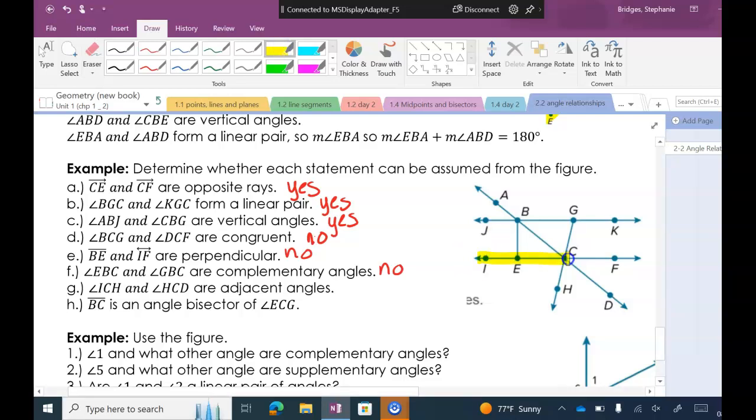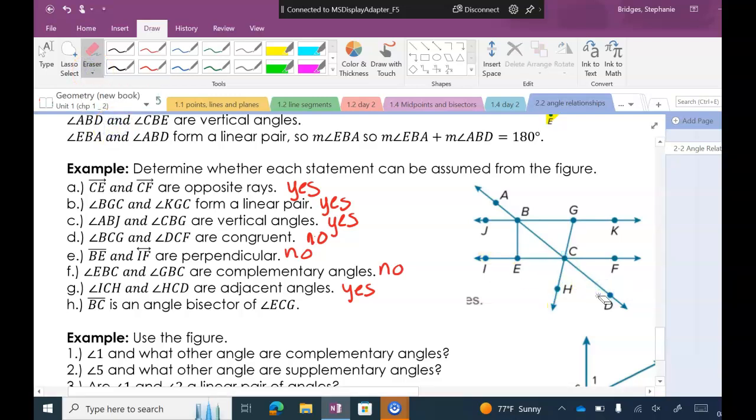ICH is this line right here. HCD is this here. Are those adjacent angles? Yes, they share a side. They are next to each other. They do not have to be congruent. They do not have to make a line. They just have to be sharing a side and a vertex.